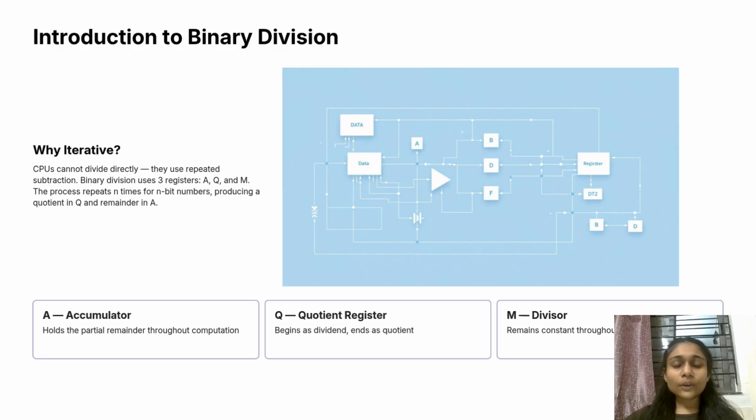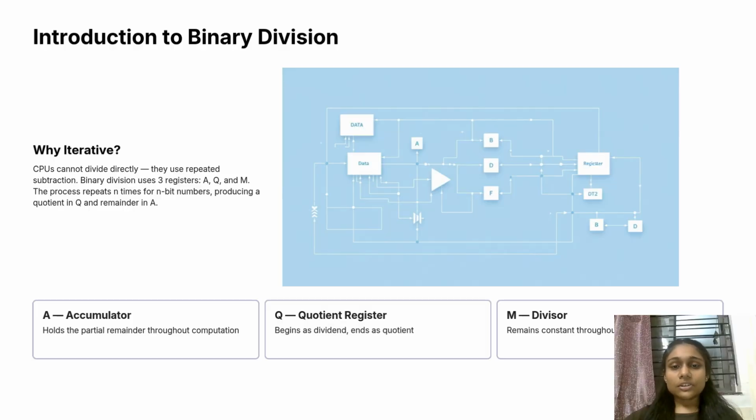In this slide, we are going to learn the introduction of binary division. Binary division is used in computers because CPUs cannot directly divide numbers. They use repeated subtraction methods. This process uses three registers, A, Q and M, and runs for n cycles. At the end, Q stores the quotient and A stores the remainder.